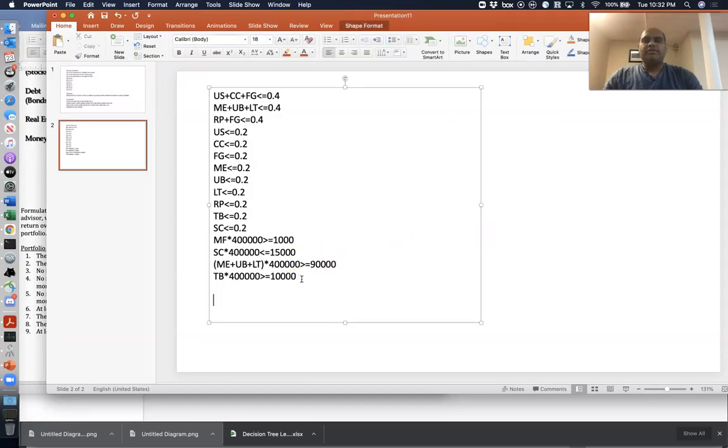Obviously, non-negativity is always a constraint. So non-negativity is a constraint. In this case, obviously, the variables are not going to be integers because they're going to be percentages. So they're definitely not going to be integers. So we don't need the integer constraint.